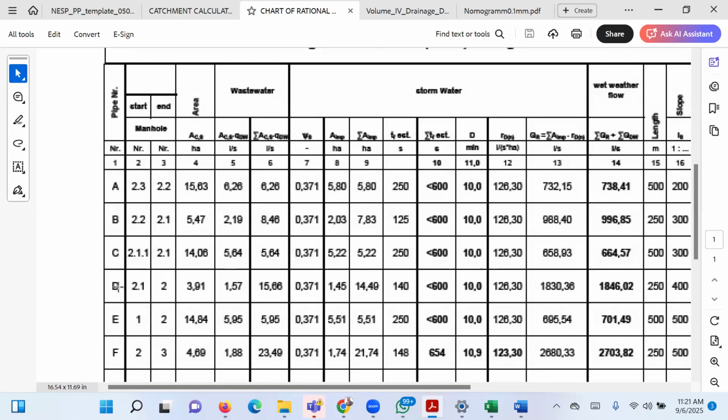But when we get to catchment D, it has an area of 3.19. If you multiply 3.19 by 0.4, it will give you 1.457. But the aggregated flow there will now be the value of B plus the value of C plus its own value.